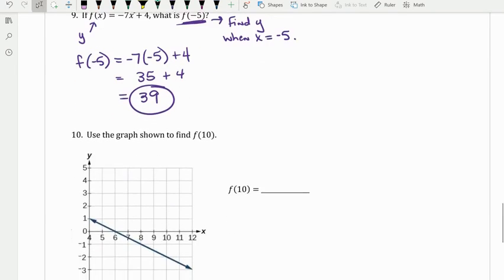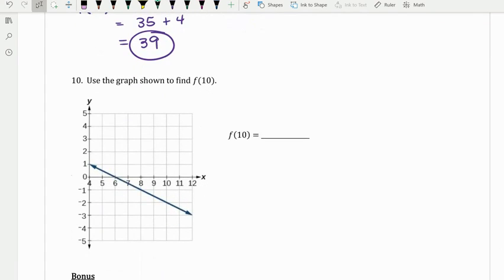Next one, we go kind of half and half again on this one. A lot of you did just fine. Some of you weren't quite sure. I got a lot of weird answers on this one, but this one's looking for f of 10, but this time I'm using a graph to find it. So remember that 10, that's your x value, and then you want to know what does the y value that goes with that x equal.